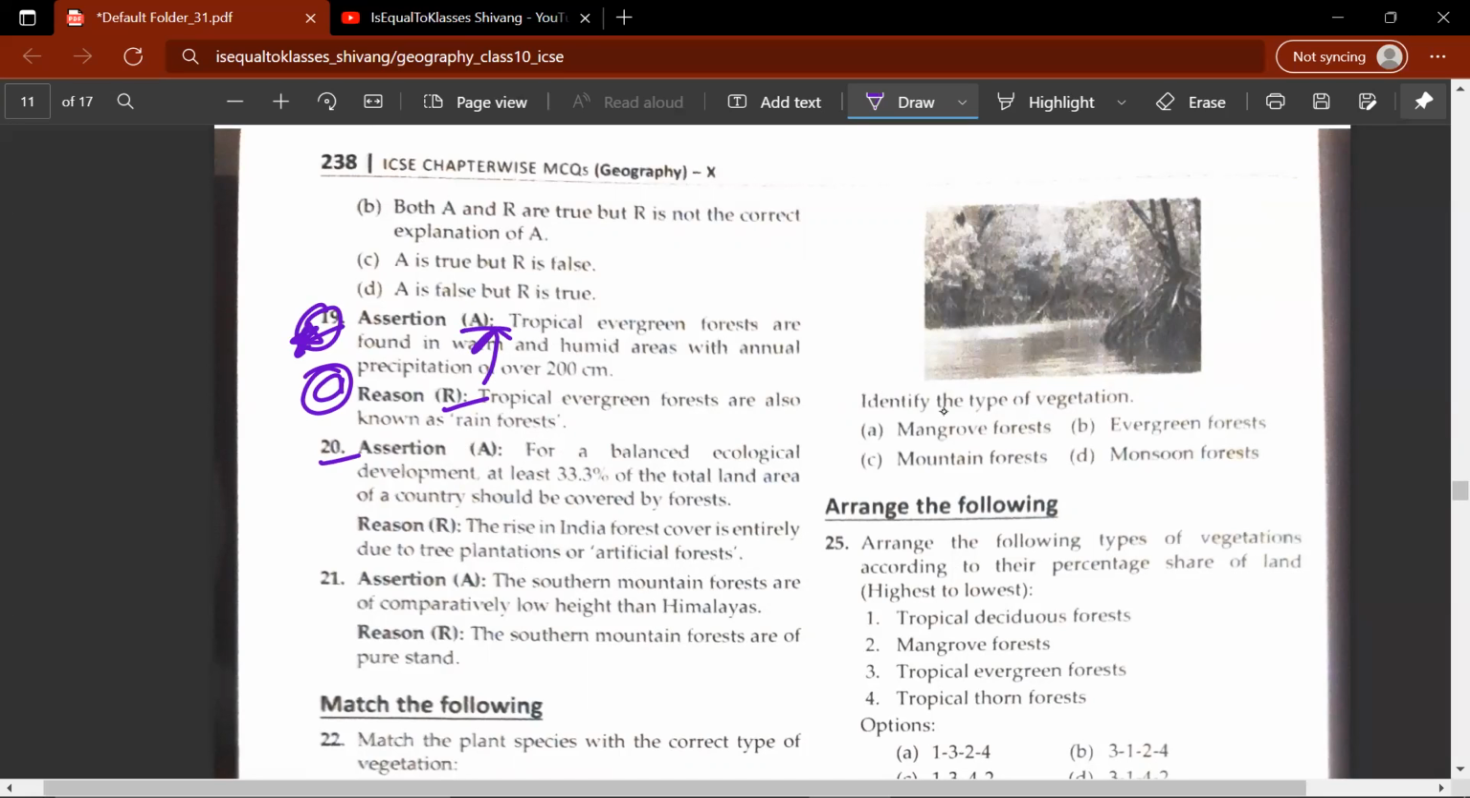The 20th question. Assertion A. For a balanced ecological development, at least 33.3% of the total land area of a country should be covered by forests. So for this, the correct answer would be D. A and R are true, but R is not the correct explanation for A.